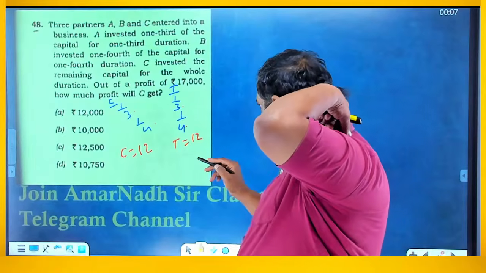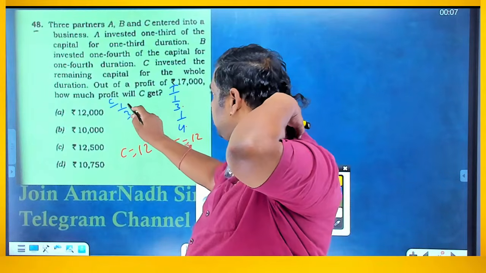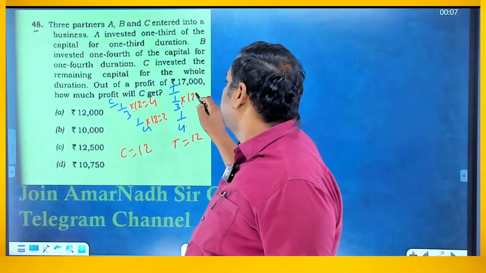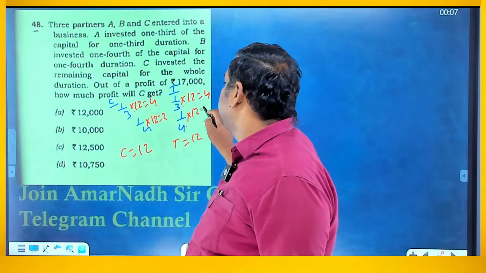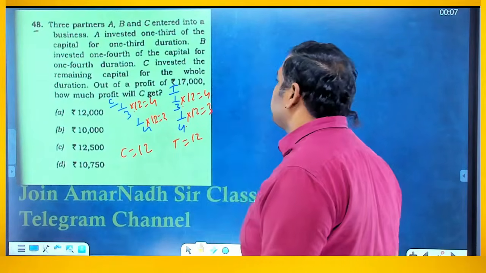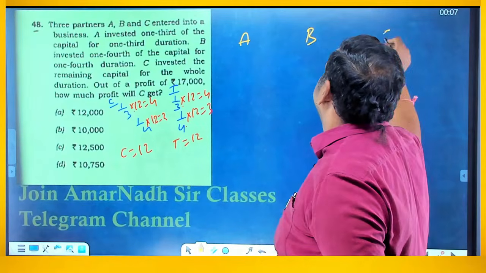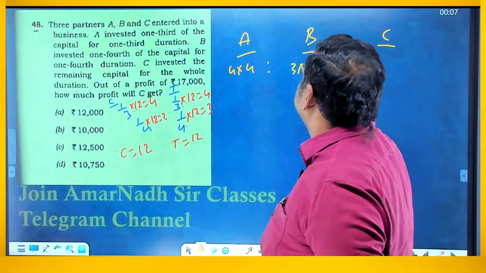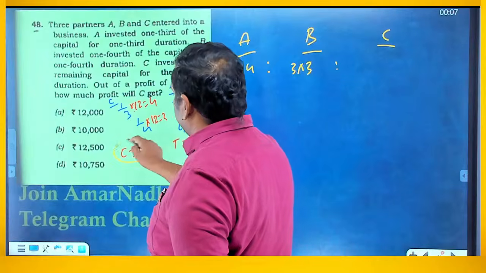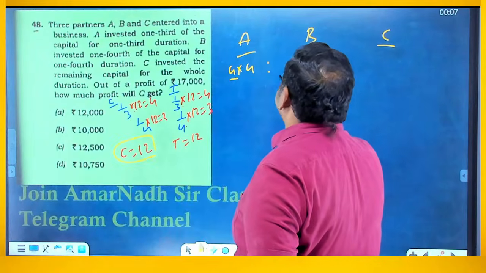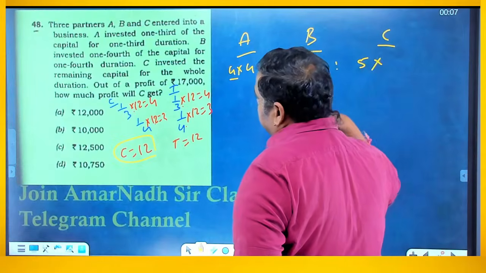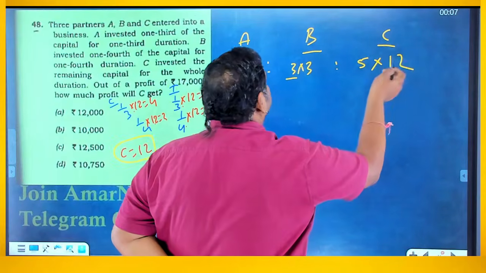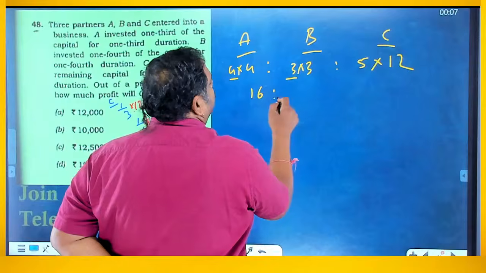Now, A: 1/3 into 12, that is 4 rupees. B: 1/4 into 12, 3 rupees. A's time: 1/3 into 12, 4 months. B's time: 1/4 into 12, 3 months. Now, A, B, C, 3 partners. A invested 4 rupees for 4 months. B invested 3 rupees for 3 months. Out of a total investment of 12 rupees, 4 plus 3 is 7, so 5 rupees is the investment of C. C invested for the whole duration, 12 months. In this ratio they have to distribute: it is 16:9:17.